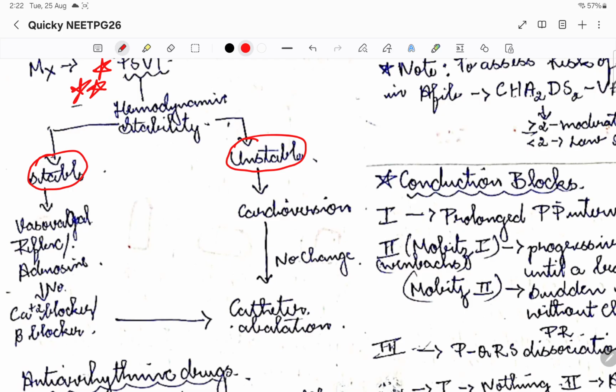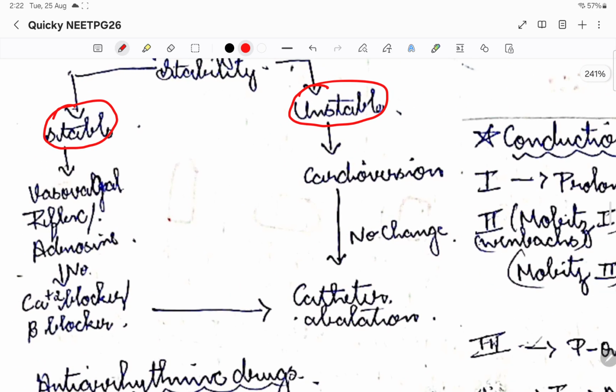If the patient is stable, we'll do something called the vasovagal maneuver. We tell him to take a deep breath and blow into an empty syringe, and suddenly if you see the heart rate on the monitor, it starts decreasing. This is the vasovagal reflex. You yourself do it and check it. It actually works.